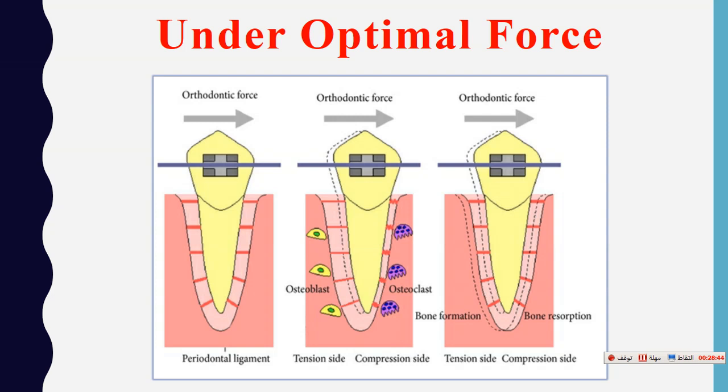This is the optimal force. It develops changes in the periodontal ligament on two sides, the tension side and the compression side. Here on the tension side, osteoblasts form new bone. There is stretching of the periodontal ligament and increased vascularity, which stimulates the osteoblast cells to form new bone under this area.